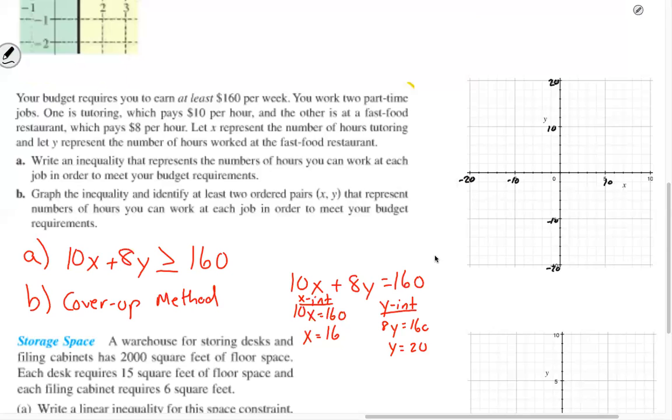So instead of counting by 1's, let's just count by 2's. So I come over here, I plot 16, 12, 14, 16. Go to here, plot my 20, right there. Look at this. It says it's a solid line, so I'm going to connect those two with a solid line.